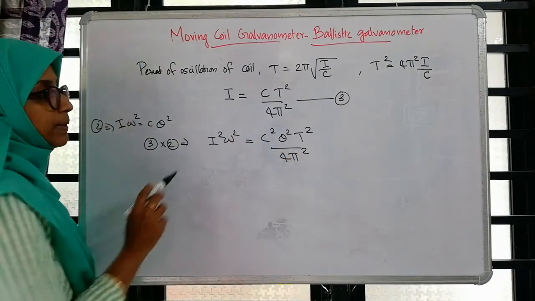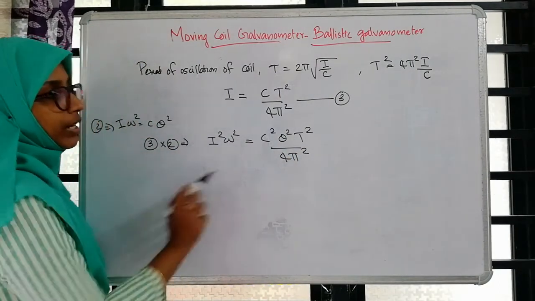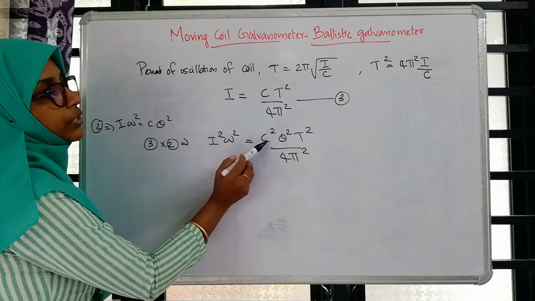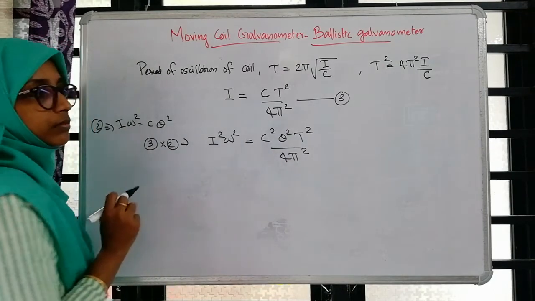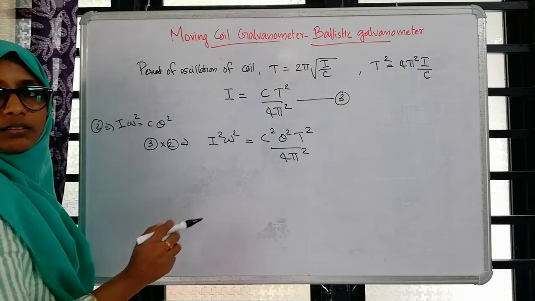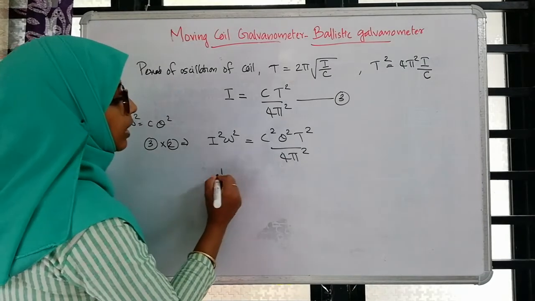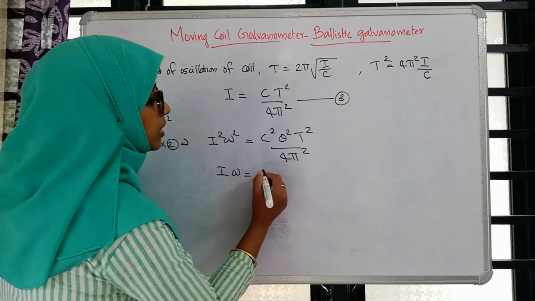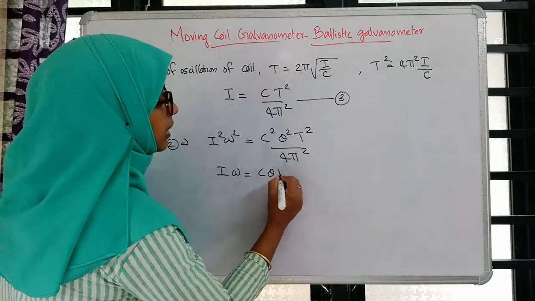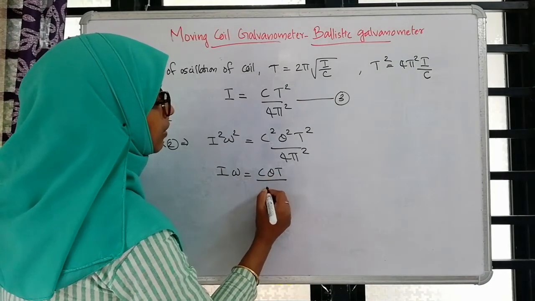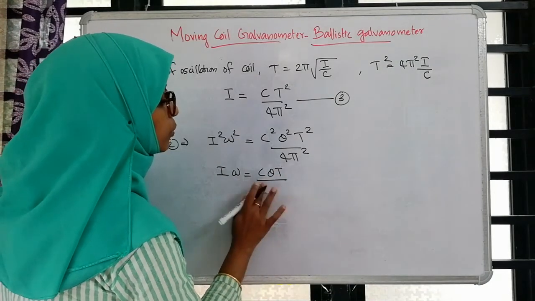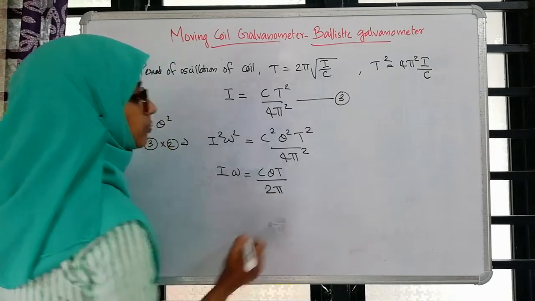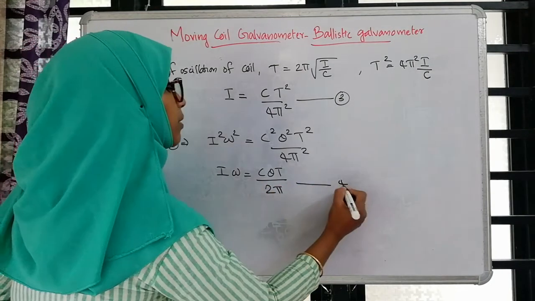Then I got an expression for I square omega square in terms of couple per unit twist, time period, and also the angle. Now I omega will be equal to C theta T divided by 2 pi. That is equation number 4.